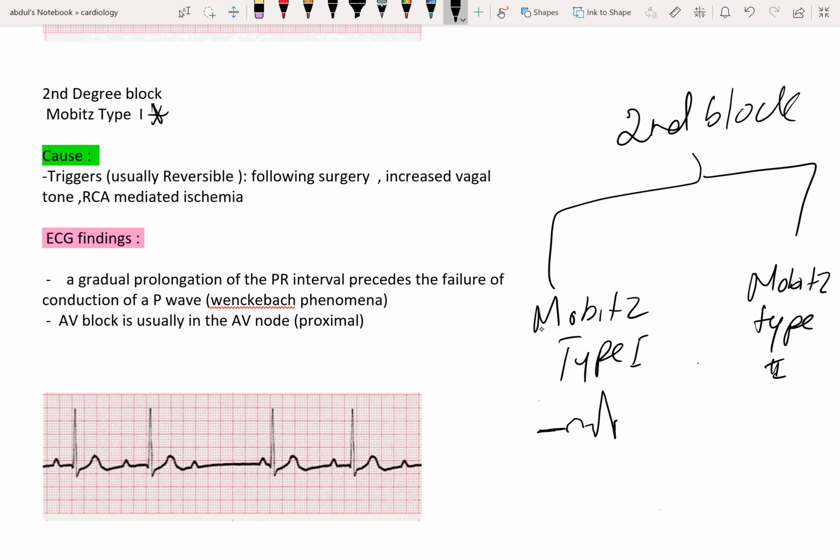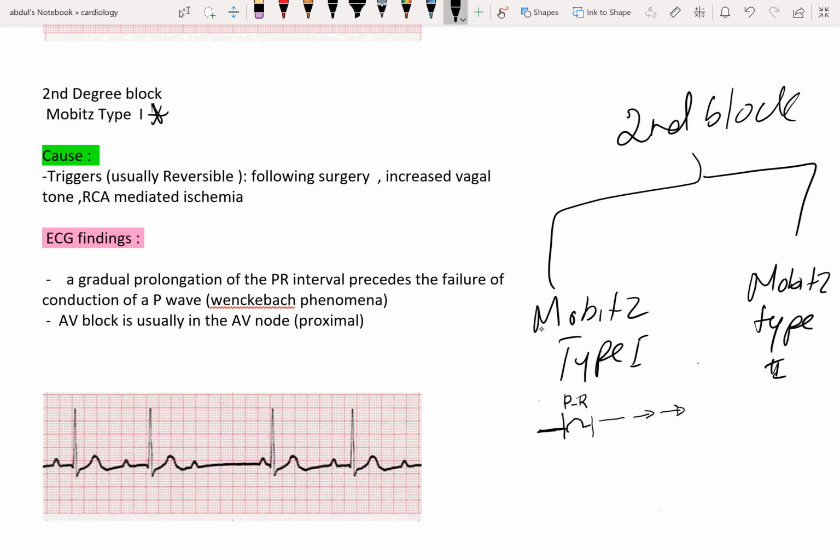the prolongation of the PR interval. In type 1, the PR interval starts to prolong slowly, and it becomes much more prolonged. In type 2, the prolongation is constant. The PR interval is constant. It does not prolong and then drop QRSs.